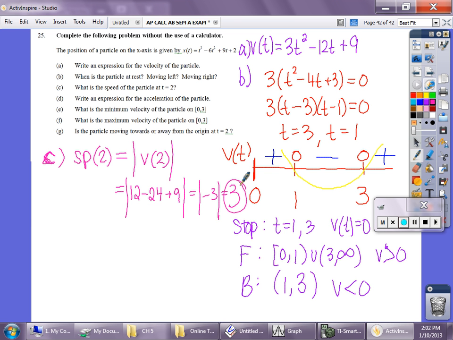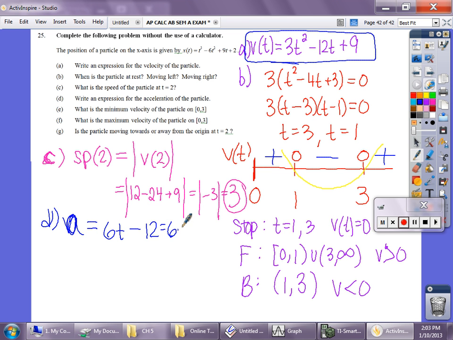Letter D, write the expression for the acceleration. So letter D, the acceleration, I would use this equation of velocity, not the simplified version. So acceleration would be the derivative, 6t minus 12. I can factor out a 6, and I'll get 6 times t minus 2. That is as far as I need to go. So there's my acceleration. What is the minimum velocity of the particle?